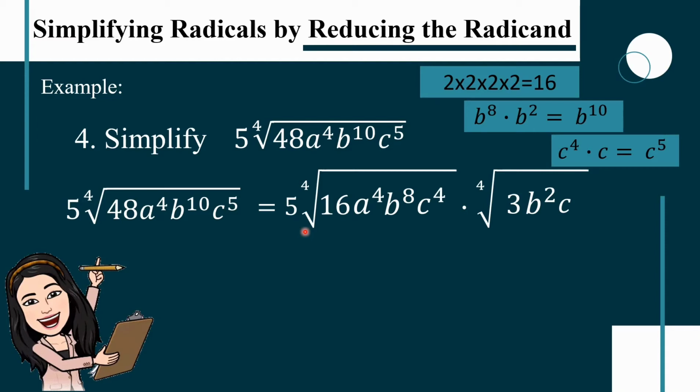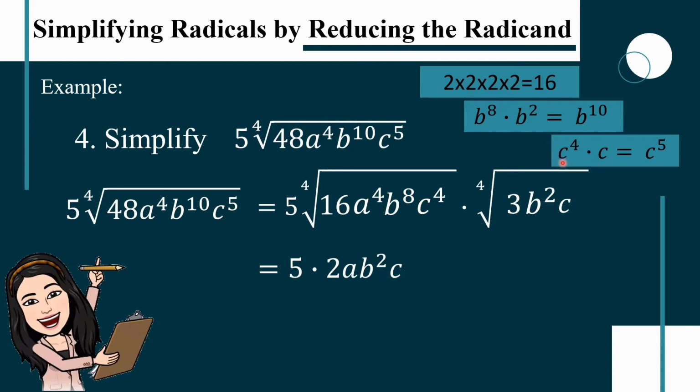Now, nahiwalay na natin ang ating perfect nth root sa hindi, or sa already simplified. So, let us now simplify it. 5 times, what is the fourth root? We will get all the fourth root of the following variables. Fourth root of 16, ayan, we have 2. Fourth root of a raised to 4, we have a. Fourth root of b raised to 8, b squared. Bakit naging b squared? 8 divided by 4 is 2. Fourth root of c raised to 4, that is c raised to 1 or simply c.